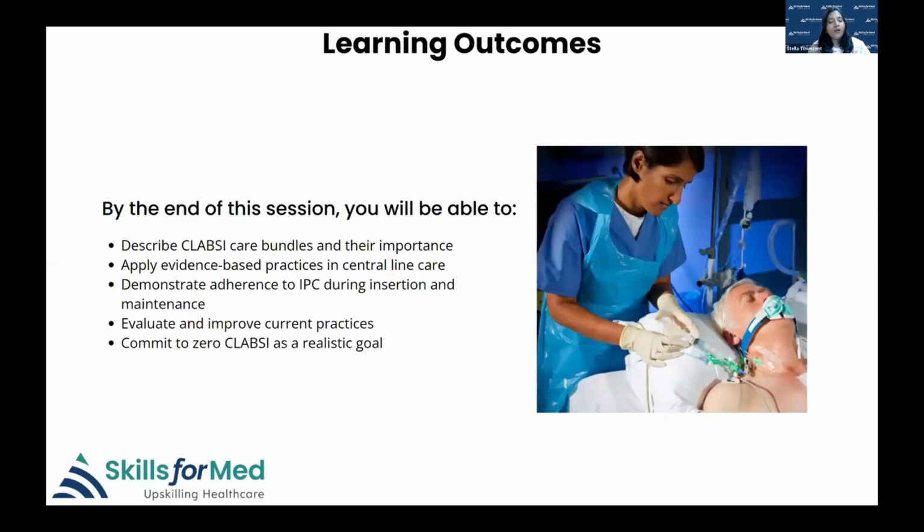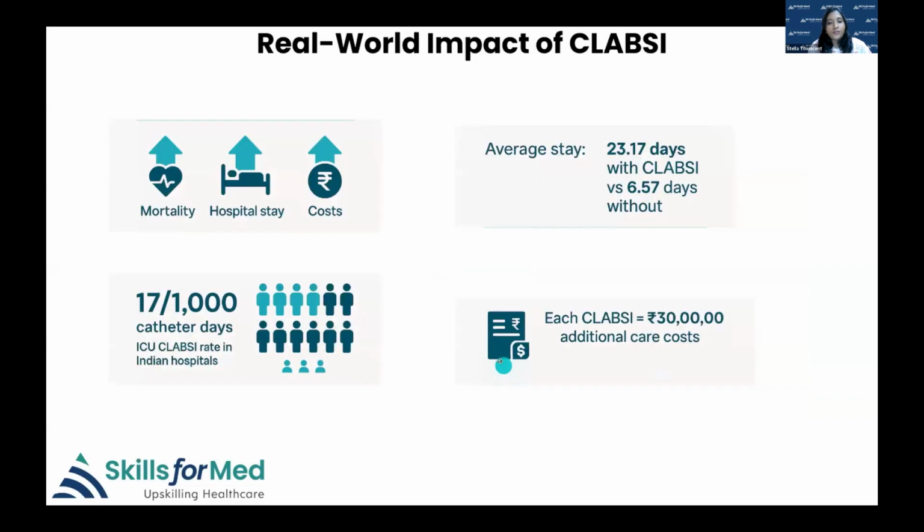So today your learning outcomes would be: you will be knowing what the CLABSI care bundle is and its importance, you will be knowing about the evidence-based practices in central line care, and you will be able to demonstrate adherence to IPC during insertion and maintenance, and evaluate and improve the current practices you currently have after the session, and you will be completely committing yourself to Zero CLABSI as a realistic goal. So these are your learning objectives today.